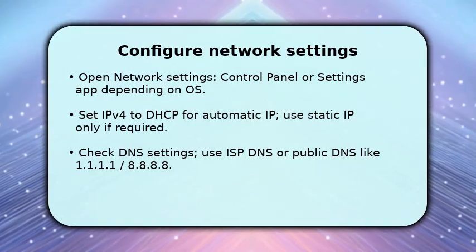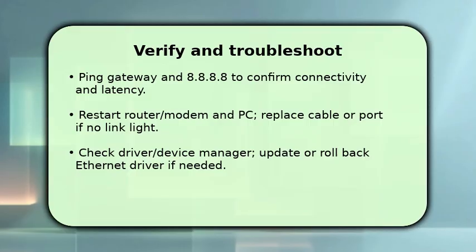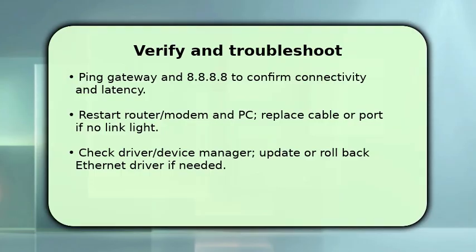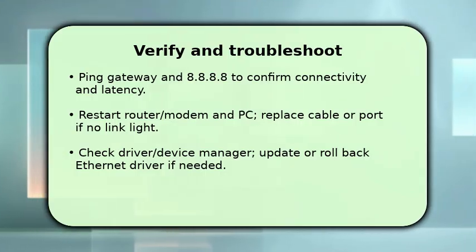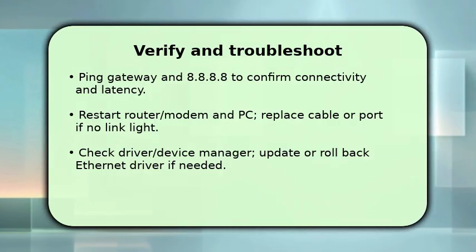Open a terminal or command prompt and ping your gateway, then ping 8.8.8.8 to confirm external reachability. If pings fail, restart the router, modem, and PC, replace the cable, or try a different port to isolate hardware faults. If link lights are on but no network works, inspect Device Manager or Network Preferences for driver problems, update or roll back drivers as appropriate.